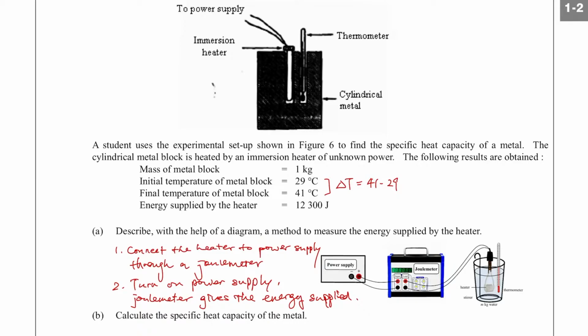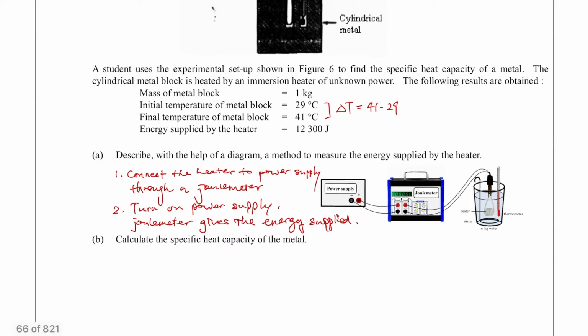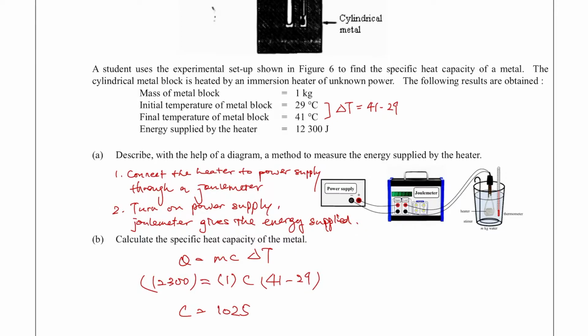Part B. Calculate the specific heat capacity of metal. So according to the data given here, we would write down the equation. Q equals mc delta T. Energy supply is 12,300. Mass of the metal block is 1. Specific heat capacity to be calculated. Delta T is 41 minus 29. Solving this equation, that would give us 1025. We are talking about specific heat capacity, so the unit is joule per kg per degree Celsius.